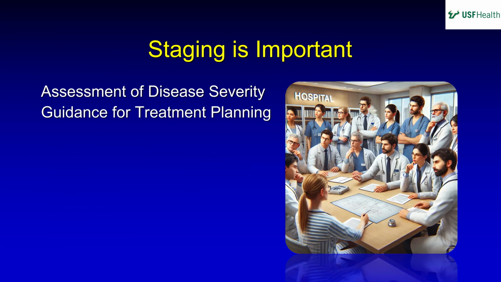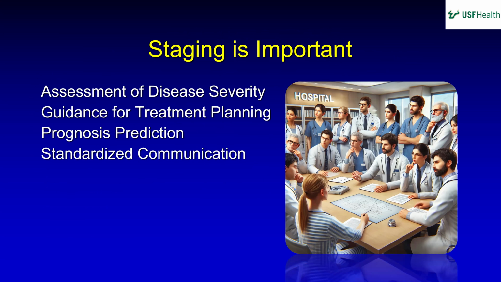So you'll see it's easier to plan things when you see the stages, kind of where they are, where they're going. It's better for prognosis. Depending on where something's at, it's easier to tell what the prognosis is. I think it's important for communication.